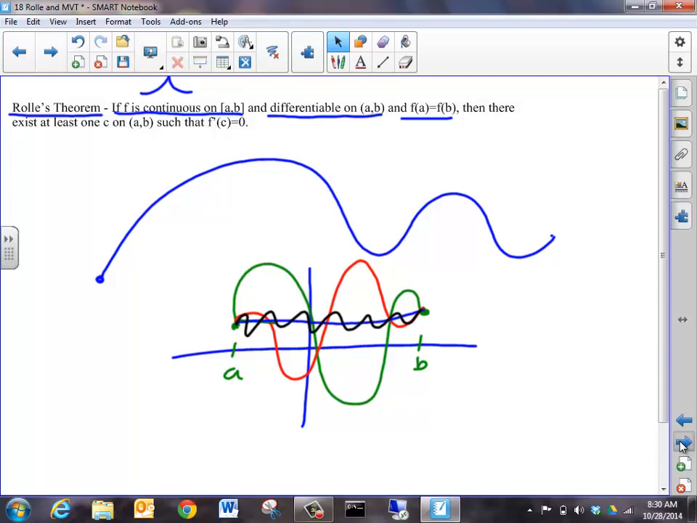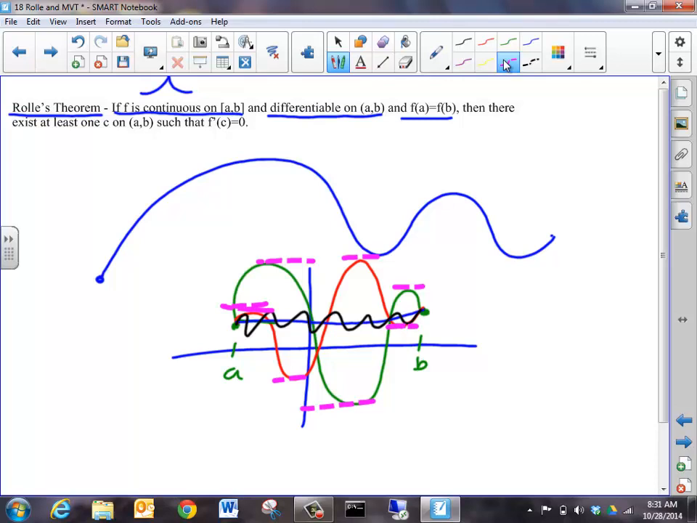Somewhere they have to have a slope of zero. Would you agree with that? Let's look at the green one. We've got there, and there, and there. The red one, we've got a slope of zero there, and there. Looks like right along in there. What about the blue one? All zero, everywhere on the blue one. And then look, we've got a bunch of them on the black one, don't we? And that's what Rolle's theorem says.